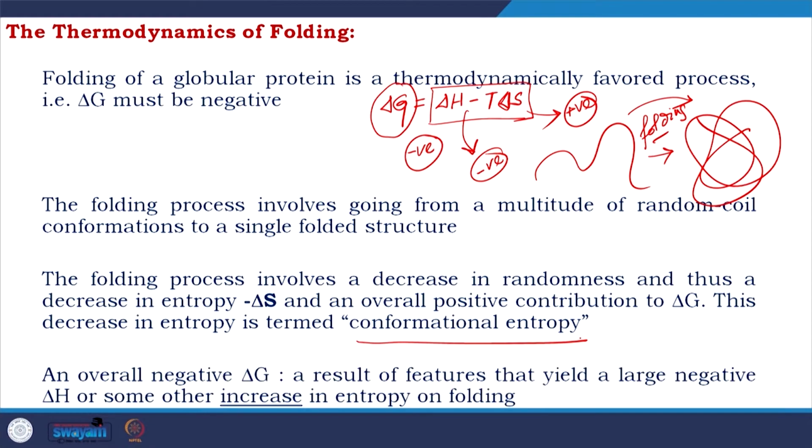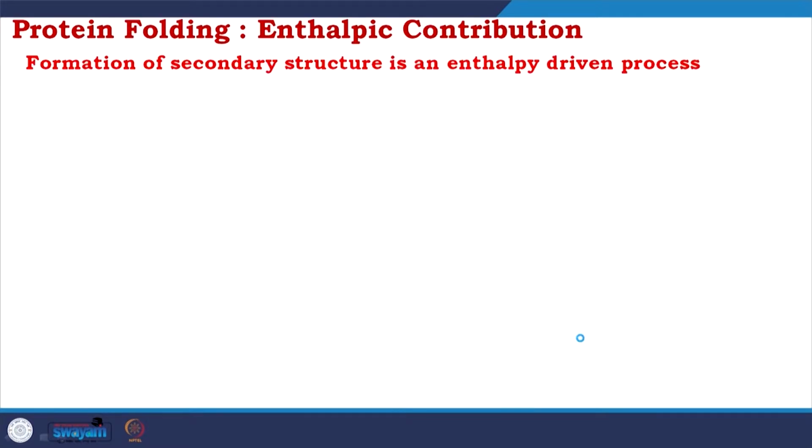An overall negative del G is a result of features that yield a large negative del H, enthalpy change, or some other increase in entropy on folding. So, let us come to the enthalpic contribution. Formation of secondary structure is an enthalpy driven process. Why? If you remember, there are so many hydrogen bonds developed.